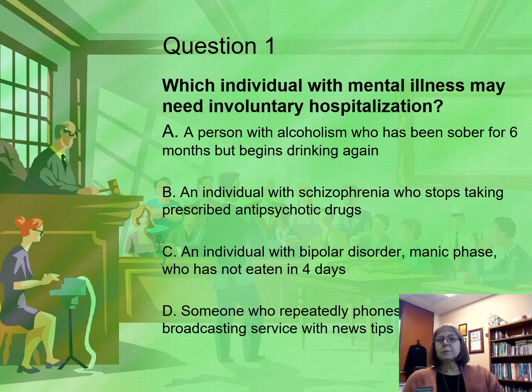So which individual with mental illness may need involuntary hospitalization? Would it be a person with alcoholism who's been sober for 6 months but starts drinking again? Or would it be an individual with schizophrenia who stops taking their antipsychotic medications? Or an individual with bipolar manic phase who hadn't eaten in 4 days? Or someone who repeatedly phones the broadcasting service television network for news tips? Well, if you said it was C, you would be correct, because the key in this, they're all important, but hadn't eaten in 4 days would be more important.